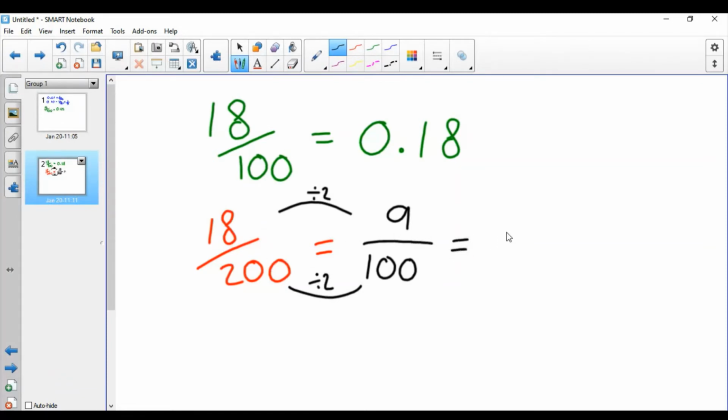Oh, I know what that would be as a decimal. That would be 0.09, wouldn't it? So what I'm looking for is that link to 1/100th. So I'm trying to find equivalent fractions to 100ths, because then I can convert those into decimals.